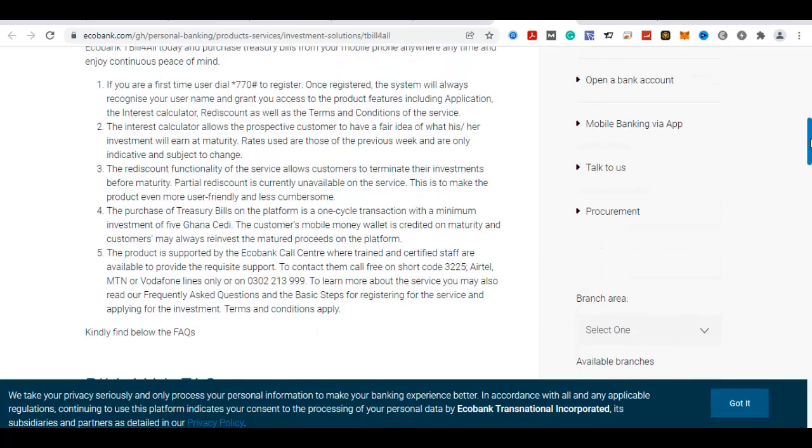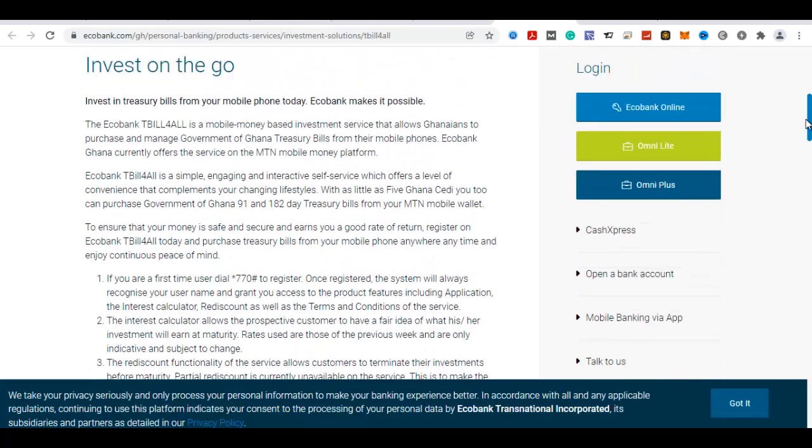Okay, so look at it there. Invest in treasury bills from your mobile phone today. Ecobank makes it possible. So the Ecobank TBILL4ALL is a mobile money-based investment service that allows Ghanaians to purchase and manage Government of Ghana treasury bills from their mobile phones. Ecobank Ghana currently offers the service on the MTN mobile money platform. It means it is not yet on Vodafone Cash and then Airtel Tigo. It's only on MTN mobile money.